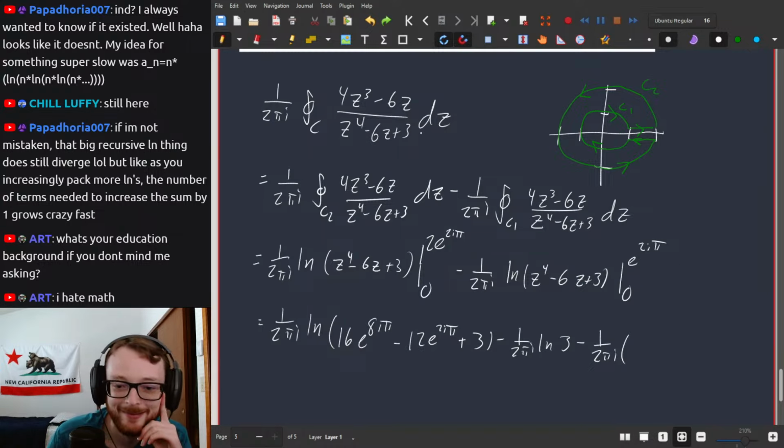That's... It really bugs me what order you... Or like, where do you put the i in complex numbers? It really bugs me that I feel like I'm not consistent with it, and I feel like most people aren't consistent with it.